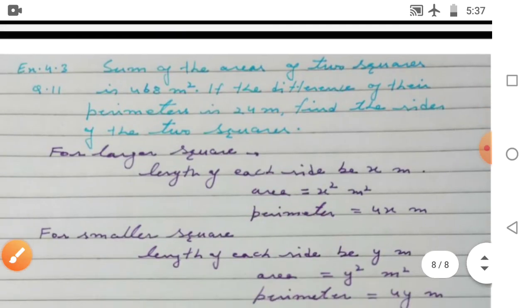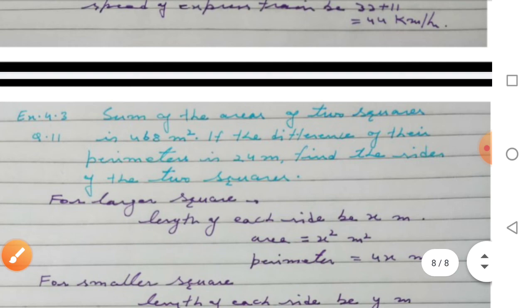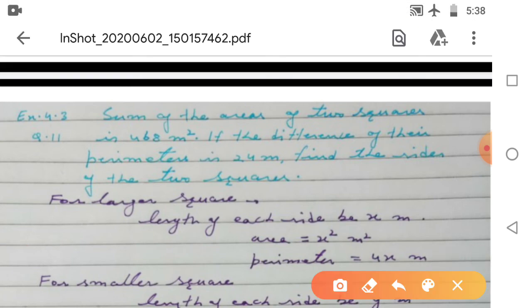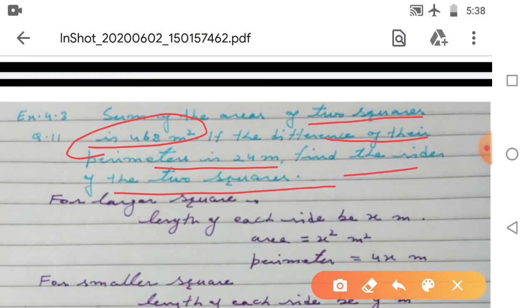Now, come to the exercise, again the same 4.3, question number 11. So, this is your question number 11 and the question is: the sum of the areas of two squares is 468 meters square. If the difference of their perimeters is 24, find the sides of the two squares.